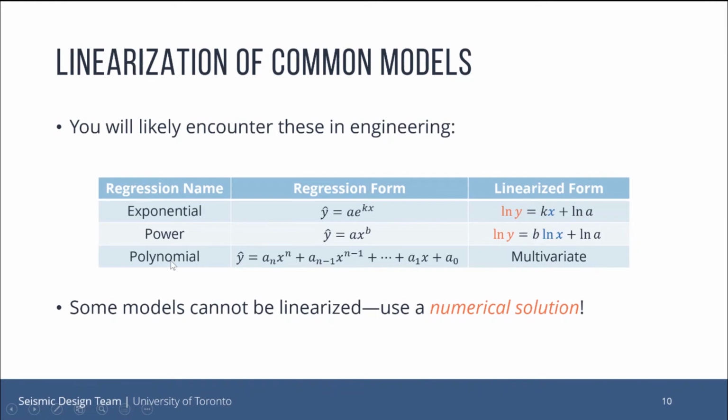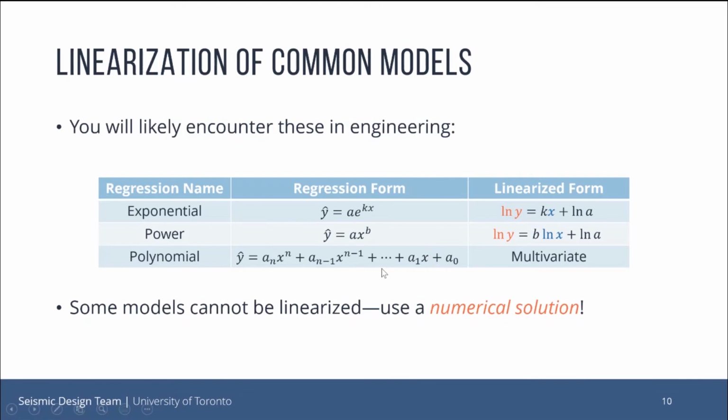The last one is the polynomial regression. This is already in its linearized form. All you need to do is substitute x to the power of n as x sub 1 and x to the n minus 1 as x sub 2. And then you'll see that you'll have the case where you have some unknown parameter multiplied by one of the variables, plus another unknown parameter multiplied by another one of the variables, and so on and so forth. And you'll see that this is that linear combination we were looking for.